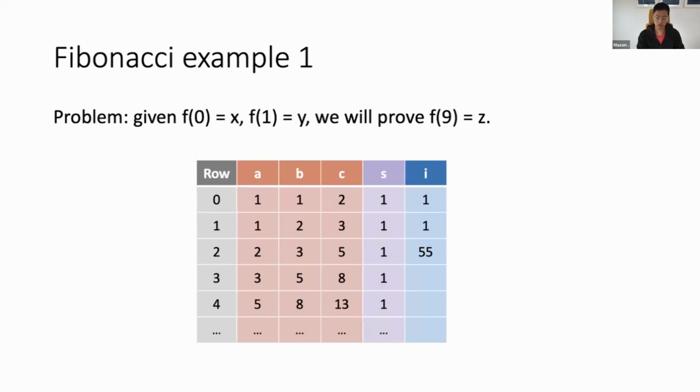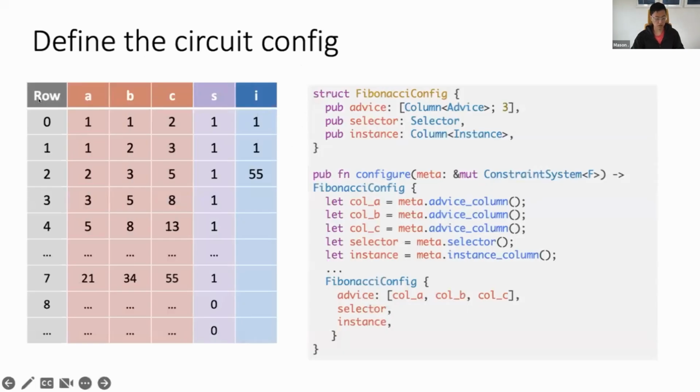So how would you do this with the custom gates we talked about? First, given this trace table that we have here, the config can consist of 3 advice columns, 1 selector column, and 1 instance column. In the configure function, we're going to say columns A, B, and C are all advice columns. So we just tell the constraint system, give us 3 advice columns, 1 selector column, and 1 instance column. And then here we actually have to write the constraints that we want to hold between these 5 columns. And then finally we return the config, which is just the columns themselves.